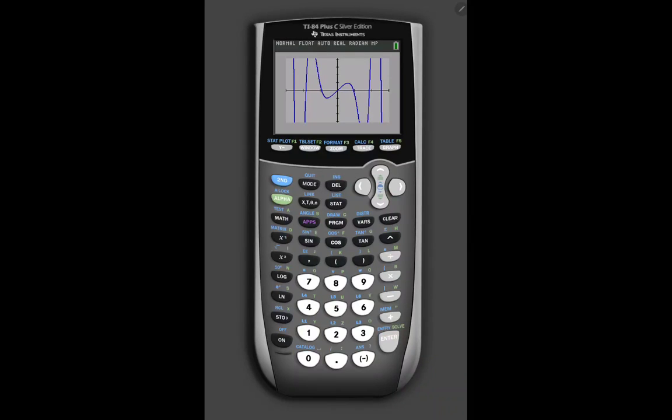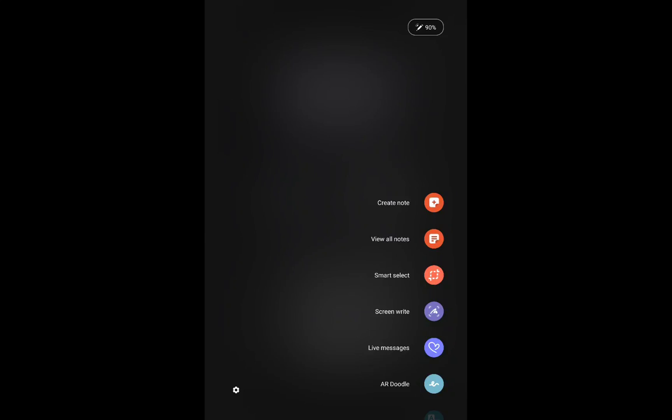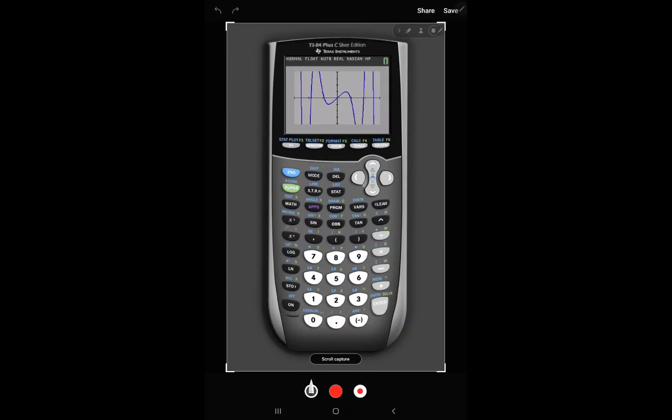Okay, so I'm going to take a picture of this to show you how I would make my number line. I'll make my number line underneath, and then I'll transfer it to the other graph afterwards.